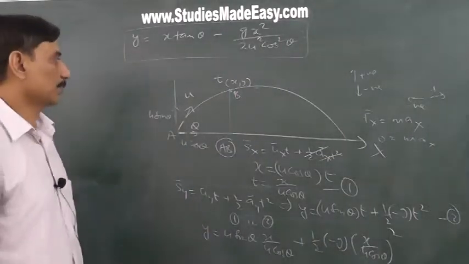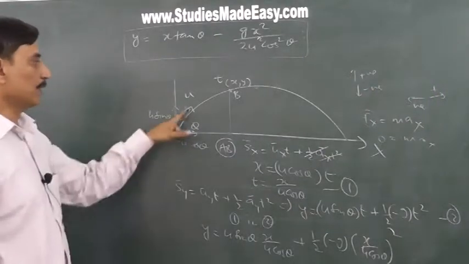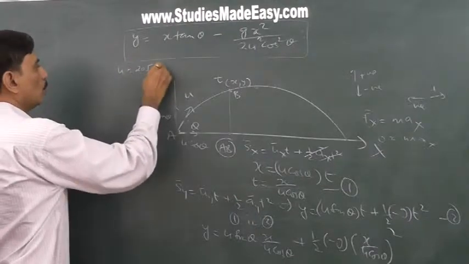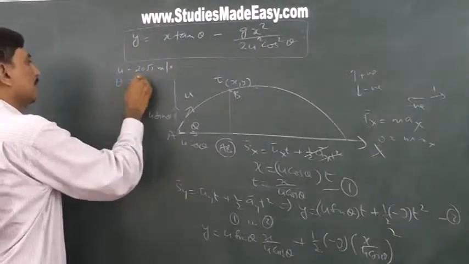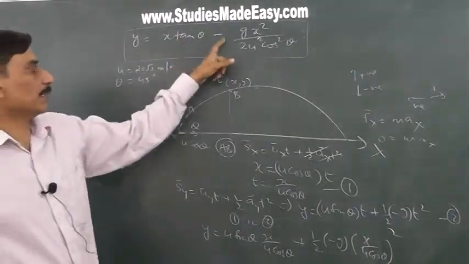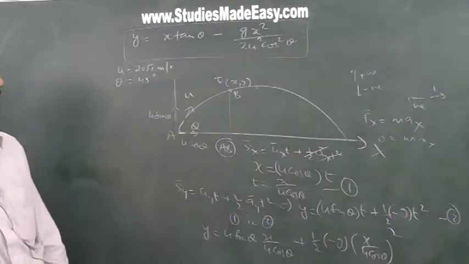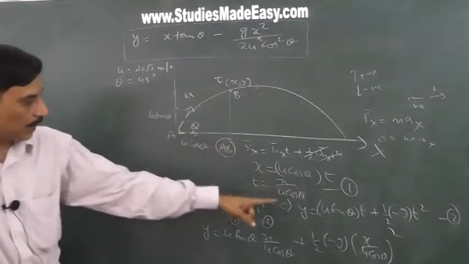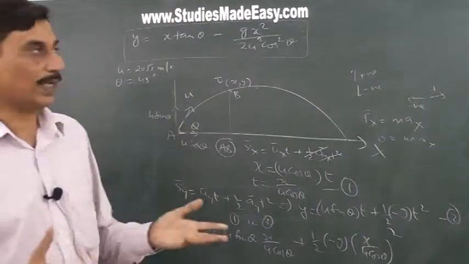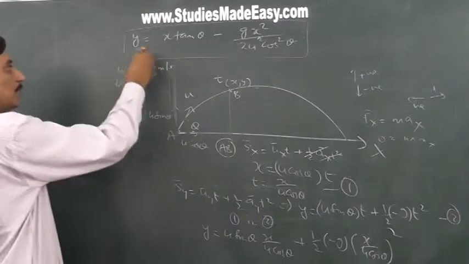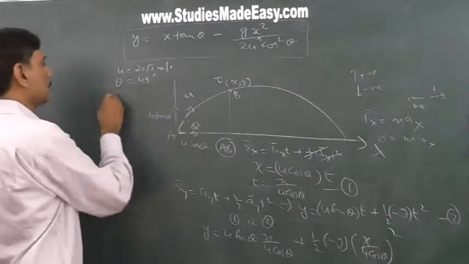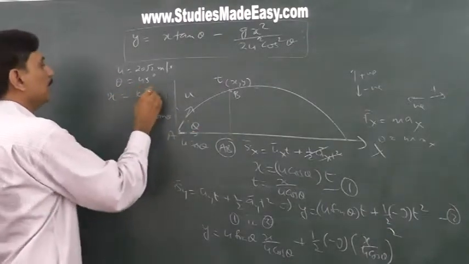Now how do we use it? Let's say u is given. Suppose I have thrown this body with u as 20 root 2 meter per second at angle theta equal to 45 degree. If you look over here, y is equal to x tan theta minus gx square upon 2u square cos square theta. The t we have replaced by x upon u cos theta. We are now bothered about x and the y coordinate. So if u is given, theta is given, suppose x is equal to 10 meter.